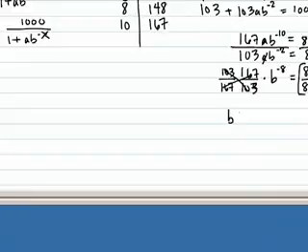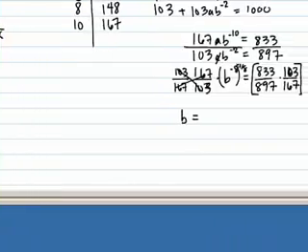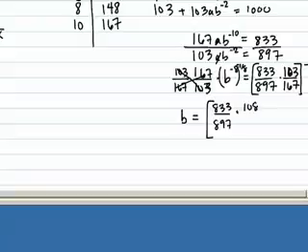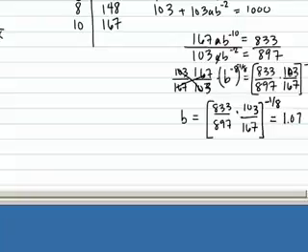I prefer doing b to the 1/8 power, negative 1/8 power. So if I type all of this in my calculator, 833 over 897 times 103 over 167, and then raise that to the negative 1/8 power, I'll get my b value, which is about 1.0721. We'll include that too.